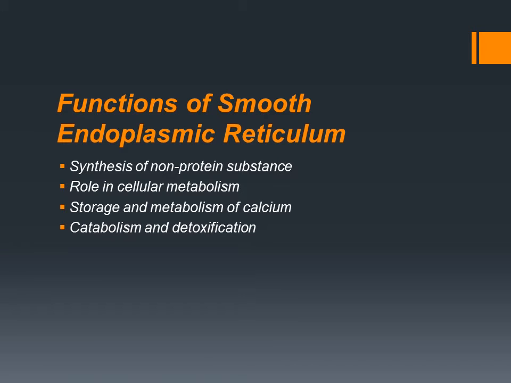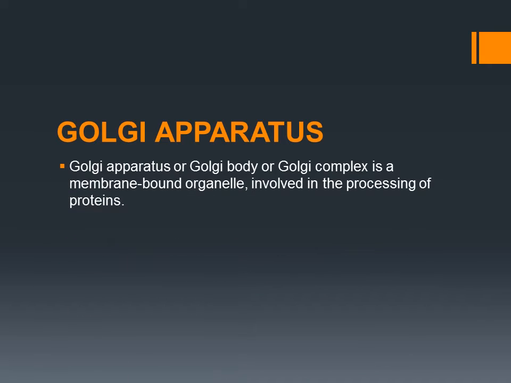Catabolism and detoxification. Smooth endoplasmic reticulum is also concerned with the catabolism and detoxification of toxic substances like some drugs and carcinogens in the liver. Golgi apparatus. Golgi apparatus or Golgi body or Golgi complex is a membrane-bound organelle involved in the processing of proteins.